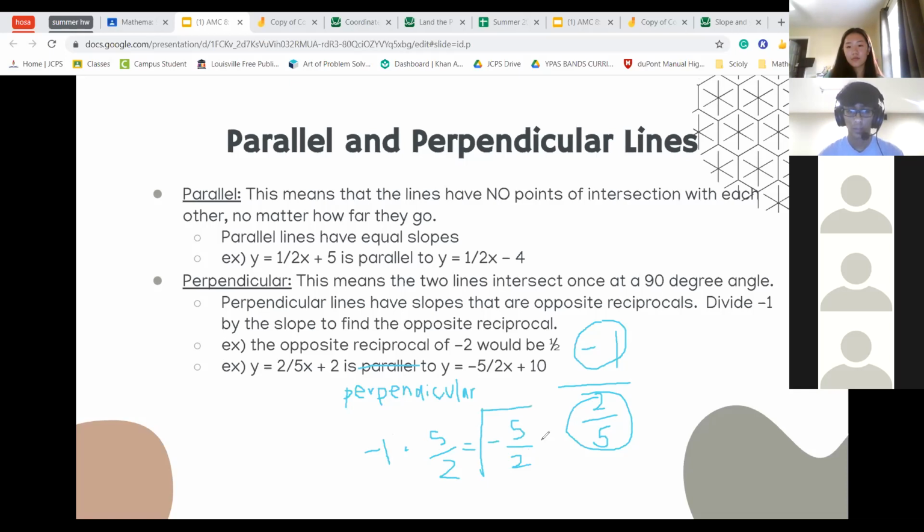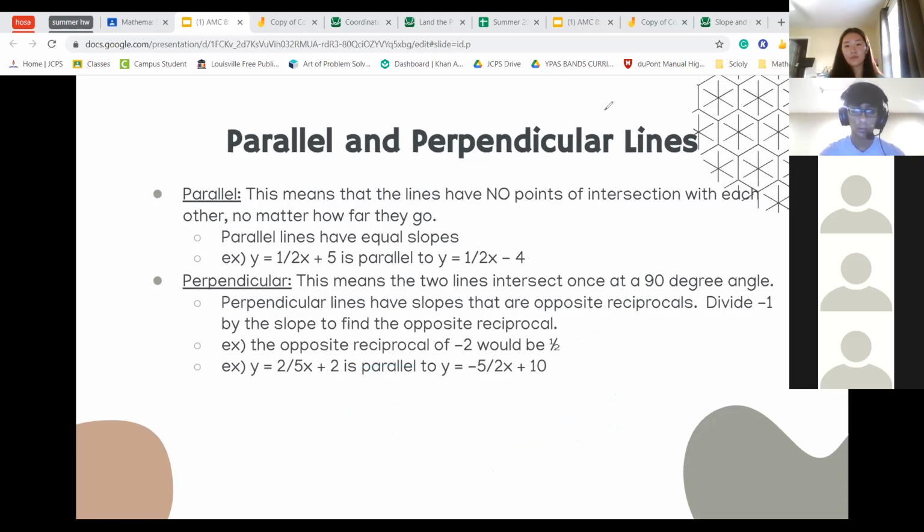Okay. Are there any questions about that? Like finding the slope of a perpendicular line? This might be a little bit confusing at first. Okay. Then we're going to move on to some examples.